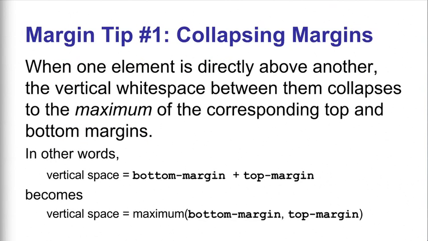The tips for margins are somewhat more complex than for padding or borders. The first tip has to do with collapsing margins, which we mentioned a few minutes ago. If 2 elements are stacked one above the other, then the margin between them collapses to the largest of the margin top of the lower element and the margin bottom of the upper element. It's best understood with a visual example.